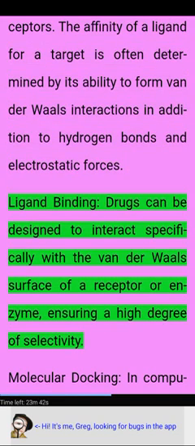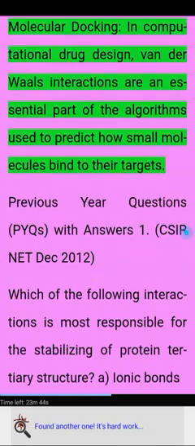Ligand binding. Drugs can be designed to interact specifically with the van der Waals surface of a receptor or enzyme, ensuring a high degree of selectivity. Molecular docking. In computational drug design, van der Waals interactions are an essential part of the algorithms used to predict how small molecules bind to their targets.